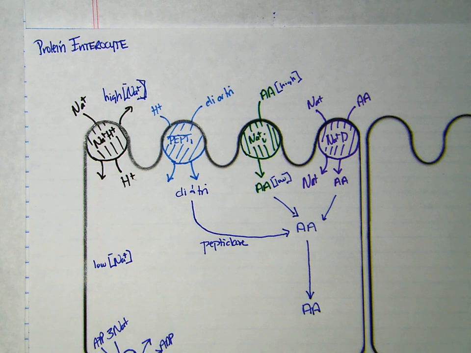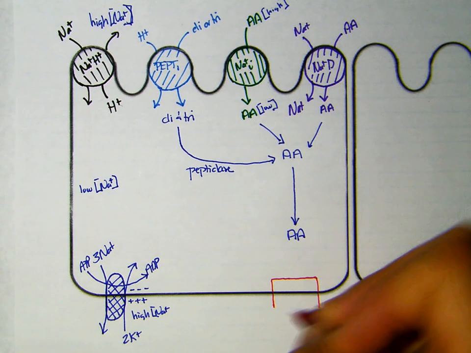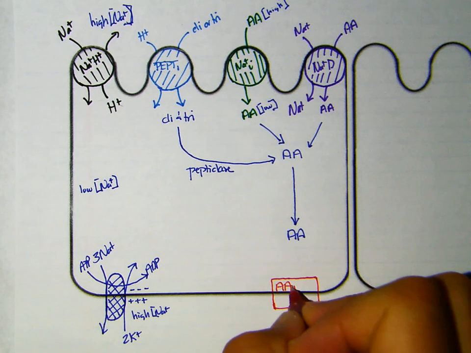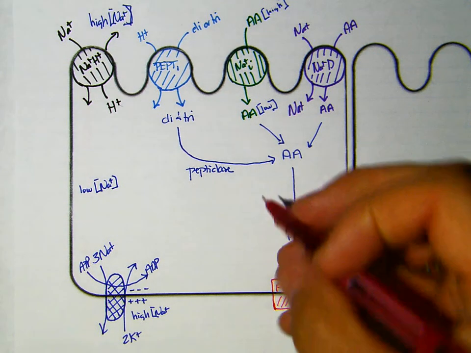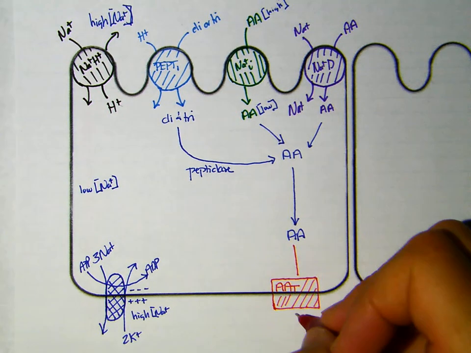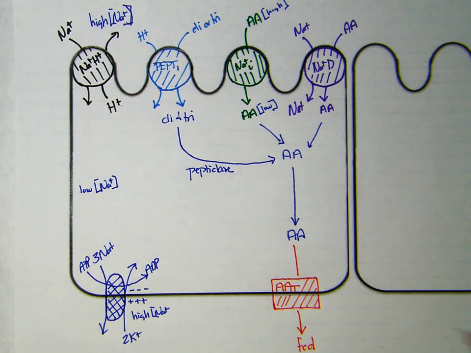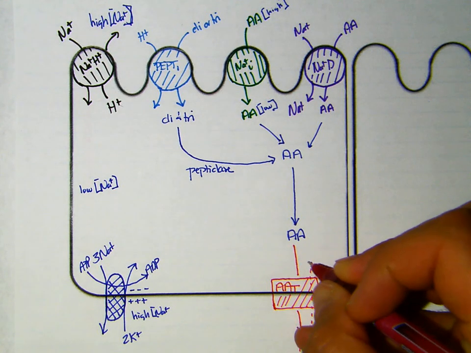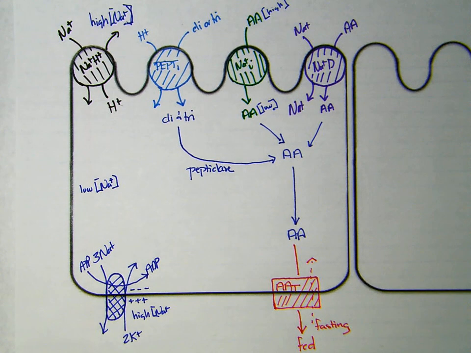And the transporter we said we had on the basolateral membrane, you guys almost couldn't see it. Basolateral membrane is AAT, amino acid transporter. And it is going to transport amino acids out of the enterocyte when we are fed, but we also said that this is bidirectional, and so if we are fasting, we can transport amino acids into the cell.